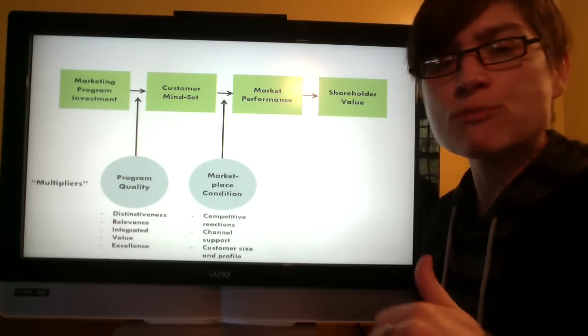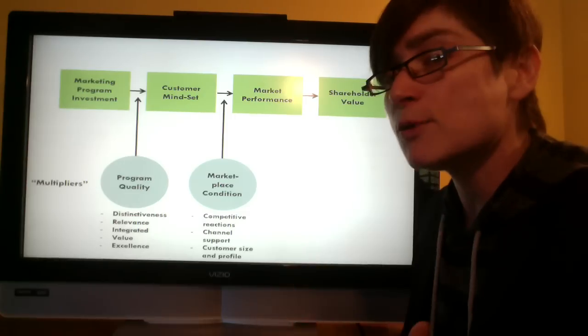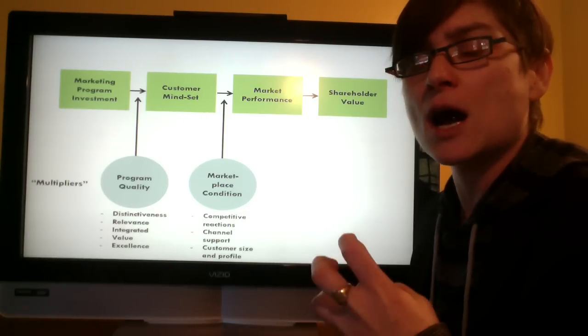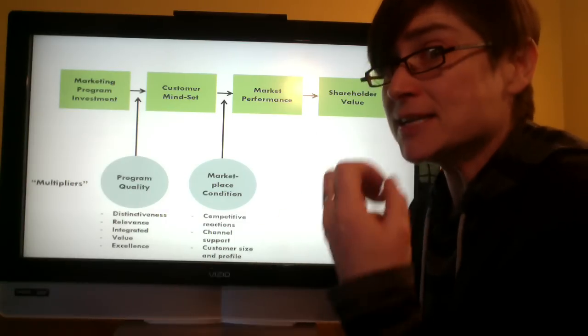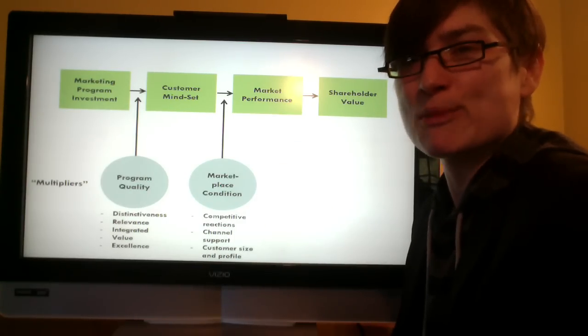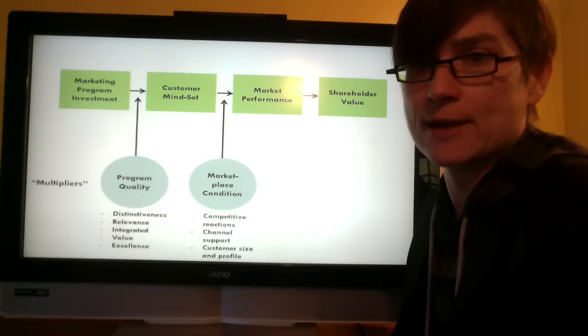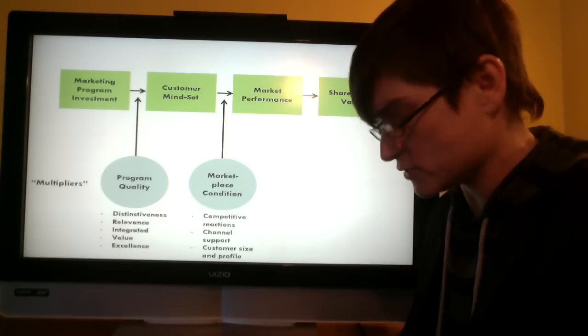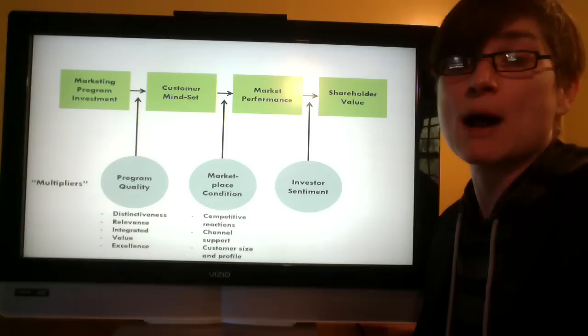And sometimes your problem has to do with the customer group itself. If you've made a target, or really a niche, that is too small to give you great market performance, your market performance is not going to be that great. So if you're focusing on a small segment of the consumer population.